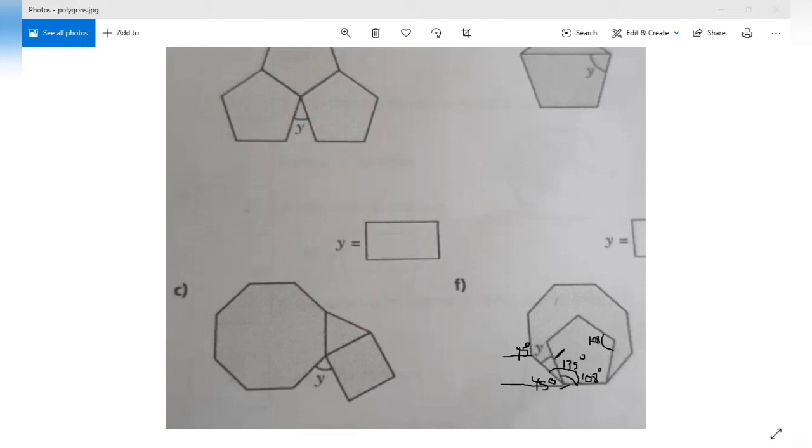So if we want to know what from here to here is, we need to take away 108 from 135 to know what y is. And if we do 135, take away 108, we should have 27. Let's write that properly. 27 degrees. That will be what y will be in this case. So I hope you understand that.